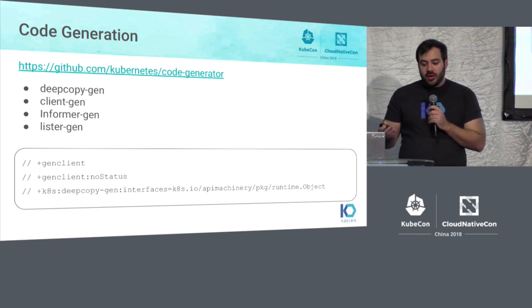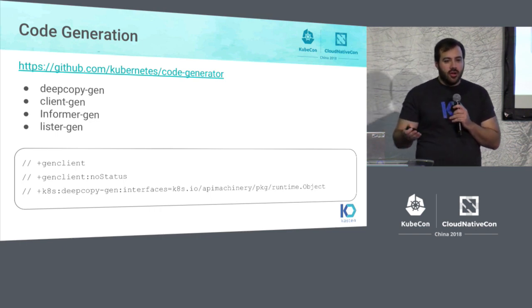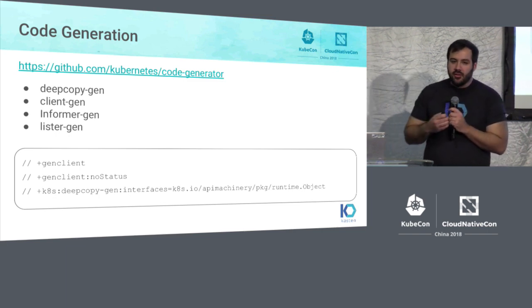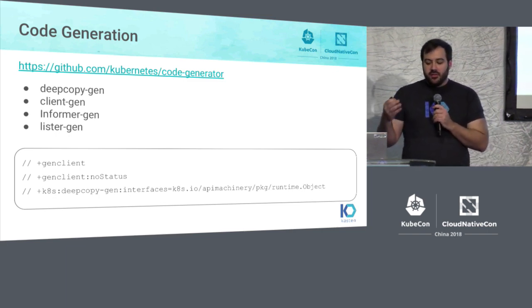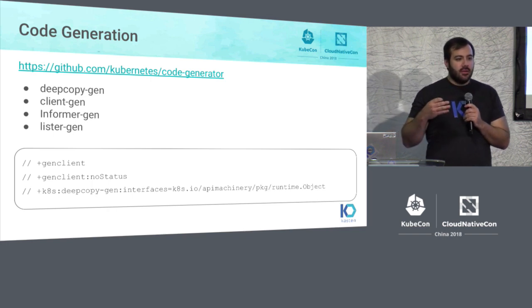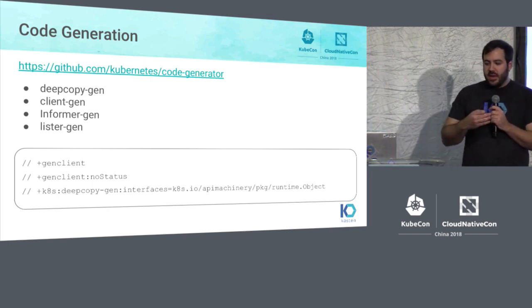Using code generation is very easy. You use annotations. These are just comments above your Go structs. I have an example here which we pulled from the Kanister code base, but you can find examples like this all over the place. In this example, gen client just means create the clients. You can pass parameters to the generators. In this case, we pass noStatus, meaning do not generate libraries around the status fields. And finally, the last annotation says generate the deep copy functions to implement this specific interface called runtime.Object.